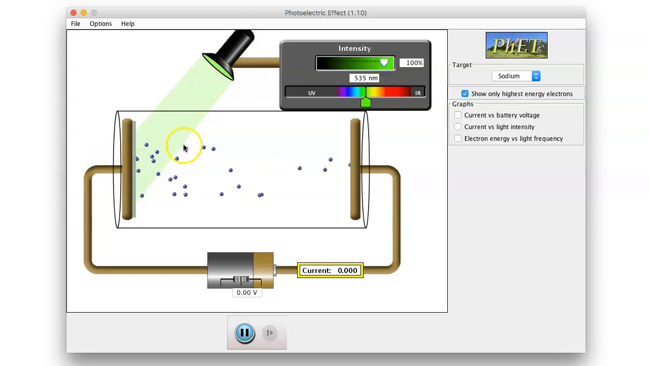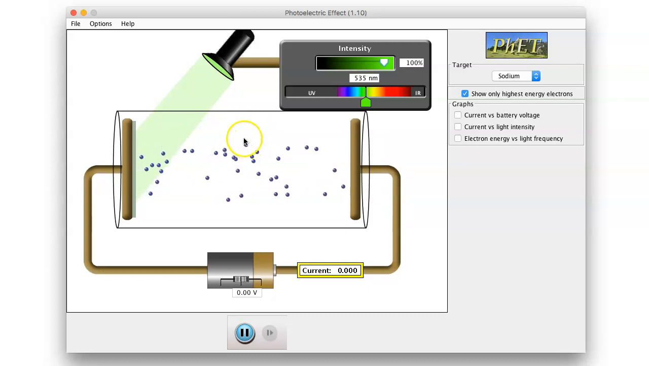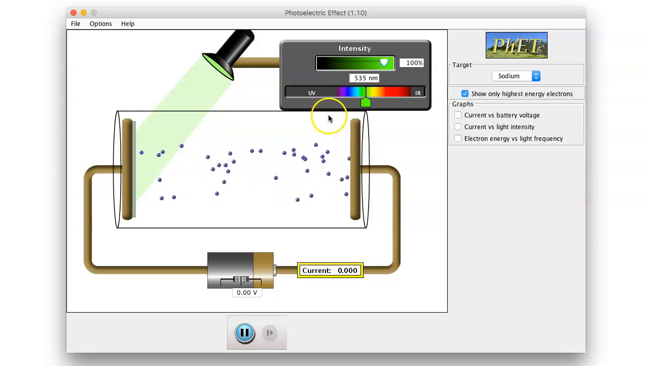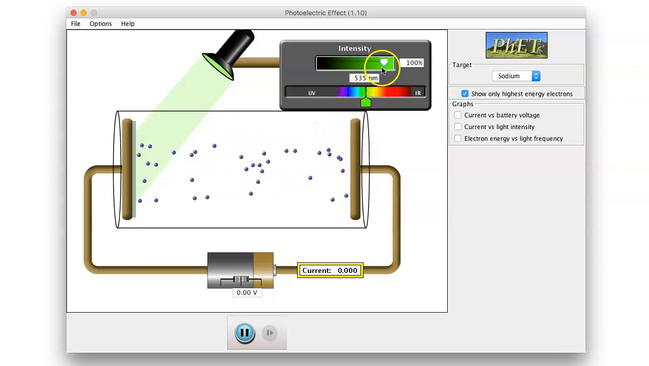Therefore, there's more electrons being removed. Okay, you're overcoming that binding energy. But there's something that is not upheld. If you notice, all of these electrons are going the same speed. And here's the point I want to make.